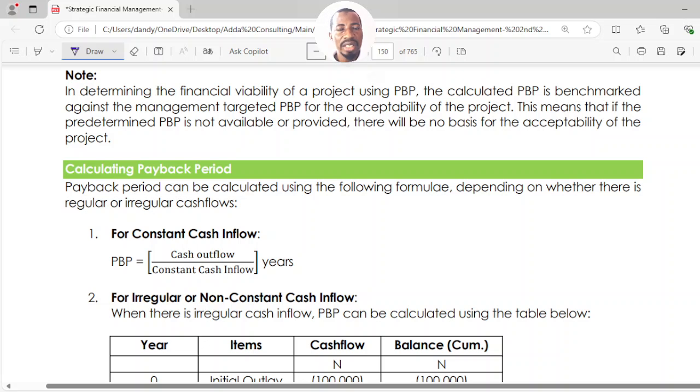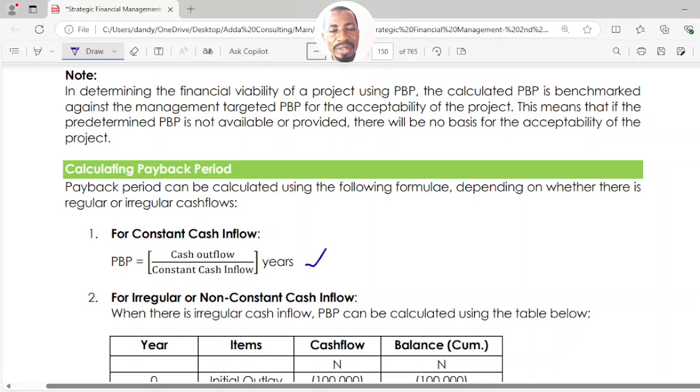The formula is used when you are given constant cash inflow. When you are given constant cash inflow, then the payback period is the ratio of cash outflow to the constant cash inflow. All right, when you are given constant cash inflow, then payback period represents the ratio of cash outflow to the constant or regular cash inflow. So this is the formula you are expected to use where you are given constant cash inflow.